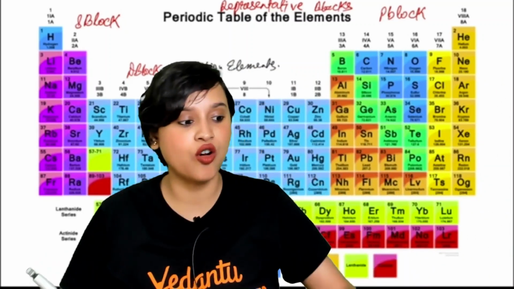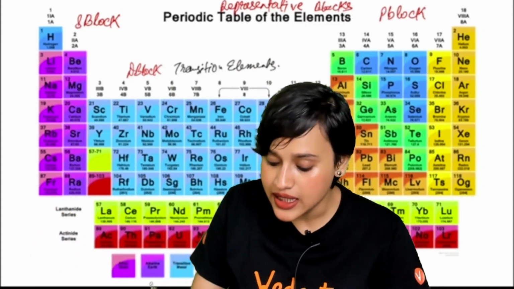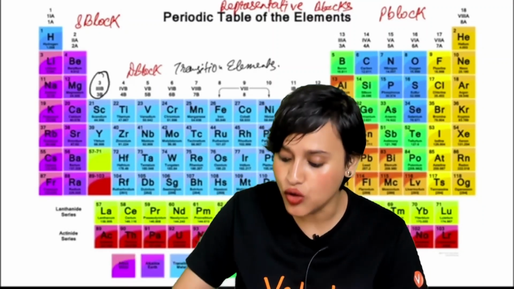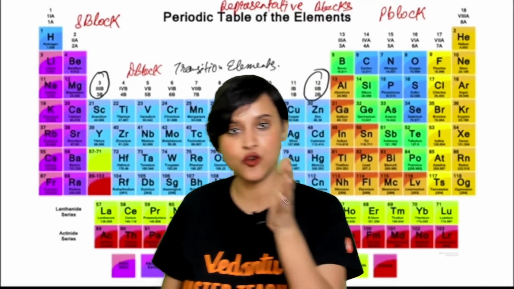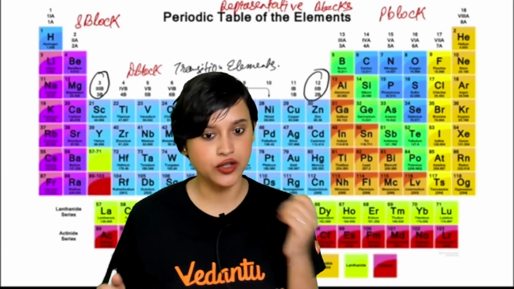So these are called your transition elements. The transition elements belong to group 3 to group 12, as you can see: 3, 4, 5, 6, 7, 8, 9, 10, 11 and 12. These are the groups that they belong to. Now you all know what groups are.